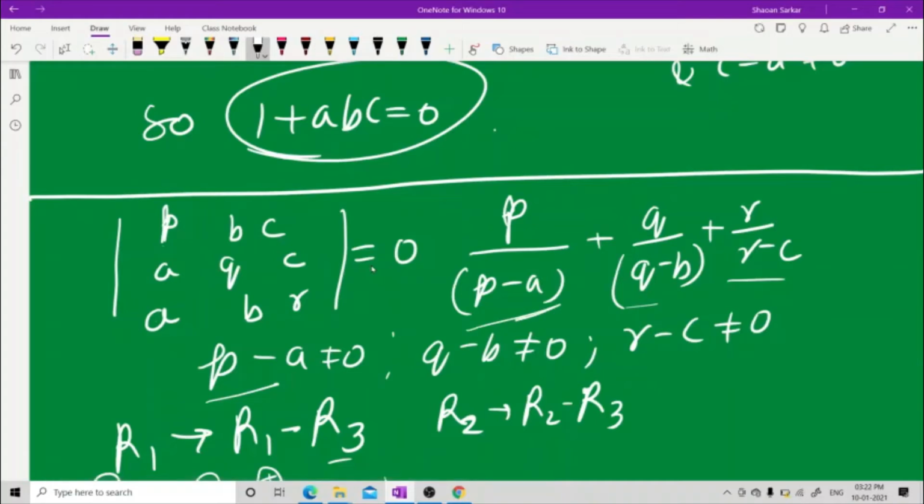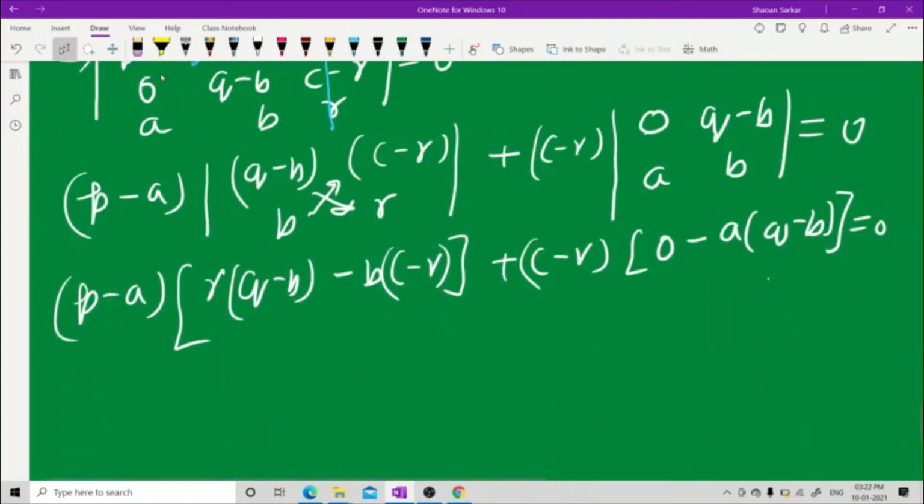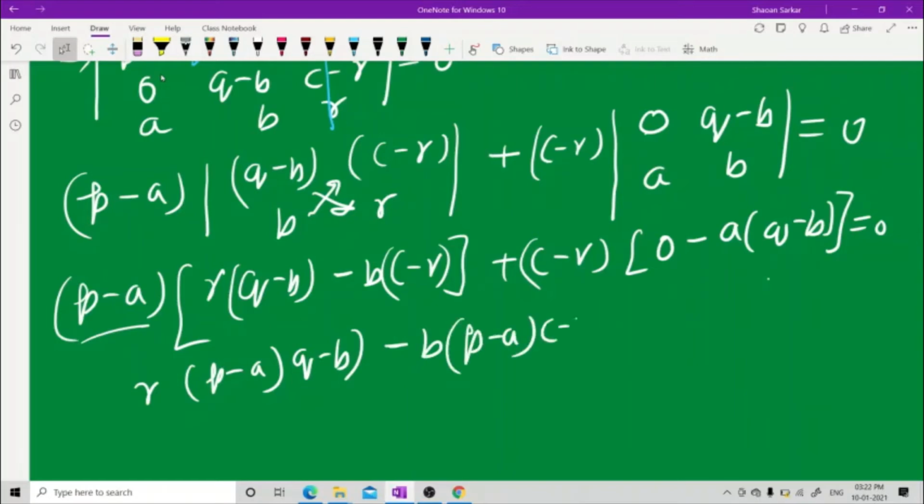P minus A in the denominator, Q minus B in the denominator, R minus C in the denominator. That's the idea. So what I'll do is, let it be like this. Multiply this with this: R, P minus A, Q minus B. Minus B, P minus A, C minus R. Plus, let it be, if you want to keep the minus, no problem. Keep the minus, wait a minute. Minus A, C minus R, Q minus B.